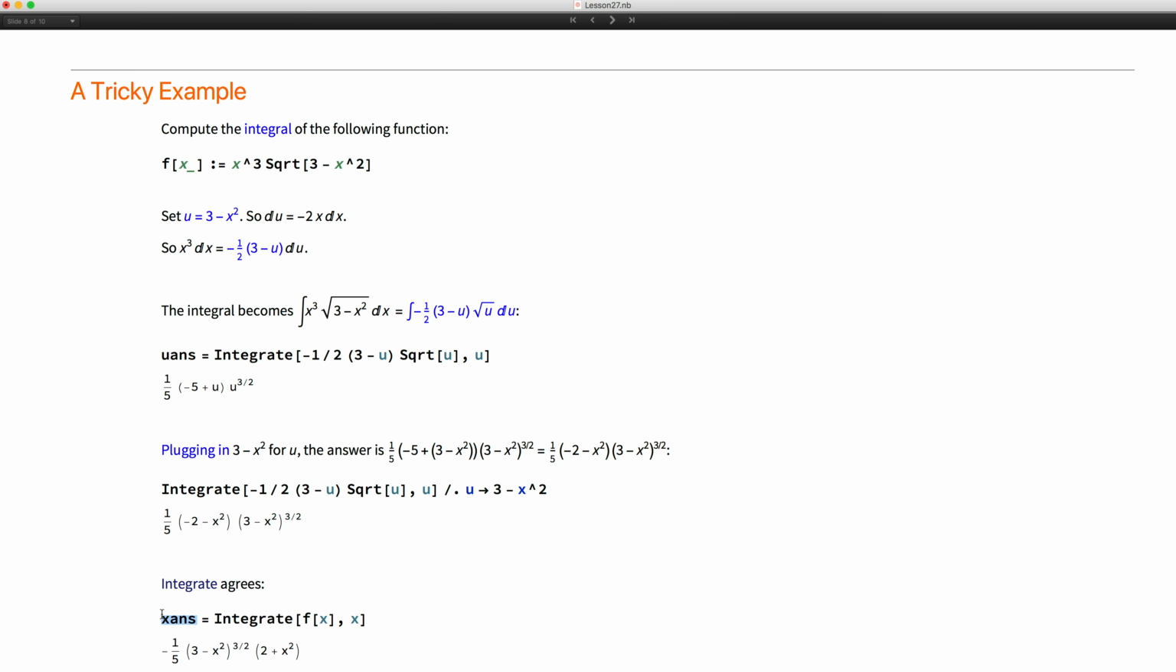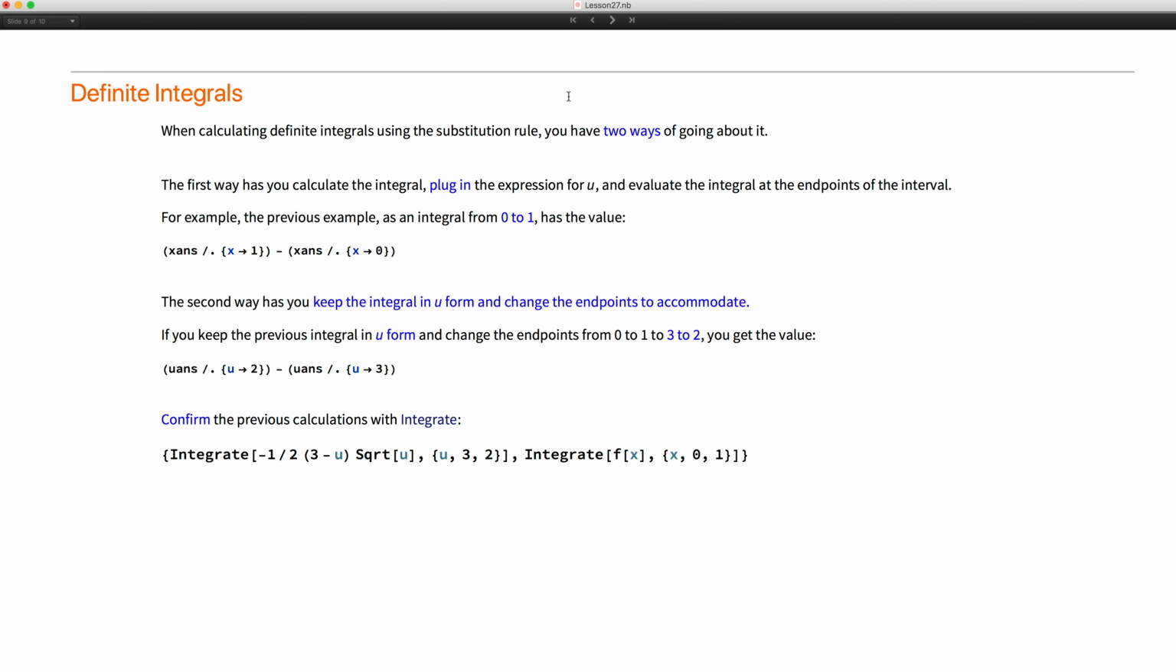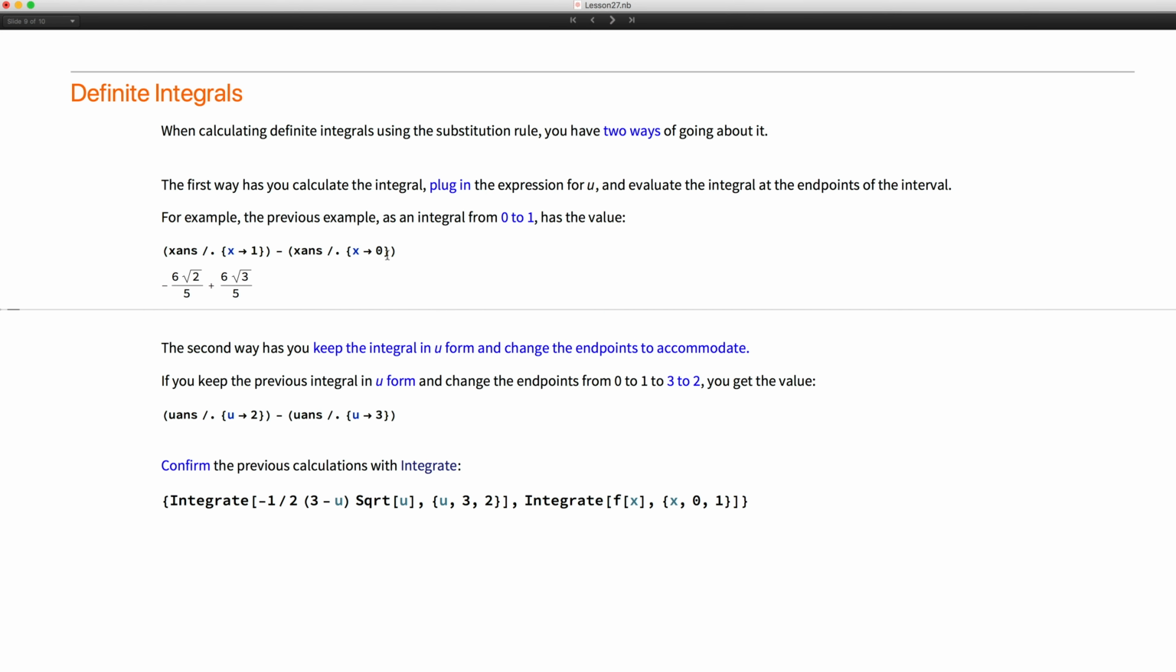Now, the point is that I have two answers, one in terms of u and the other in terms of x. As far as this example goes, it's the x answer that matters, but when you go on to different integrals, then you want to actually plug in limits, and at that point, we have two ways of going about it. So first of all, what you could do is you could work with the expression involving x, the x answer, and plug in the upper and lower limits. So let's say if you want to go from 0 to 1, you plug in the value of the x answer at 1 and then at 0, and you get back the answer over here.